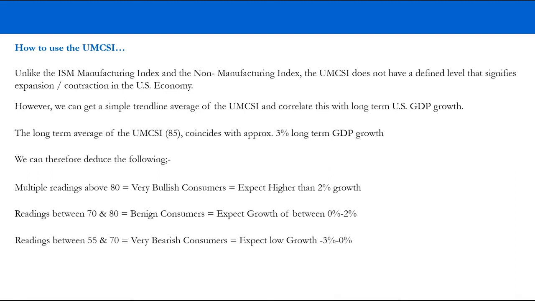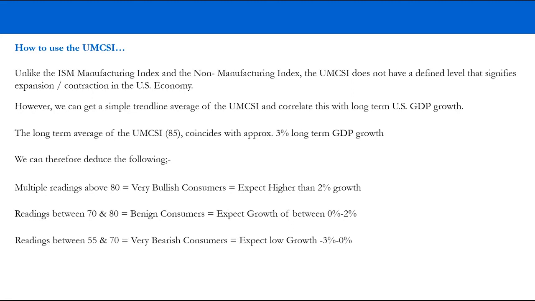What you actually have to do is correlate the level of the UMCSI historically with the levels of GDP growth that they predict. So long term, the average level of the consumer sentiment index is 85, and this coincides with a long-term growth rate in the United States of around 3%. So we can deduce the following, really.